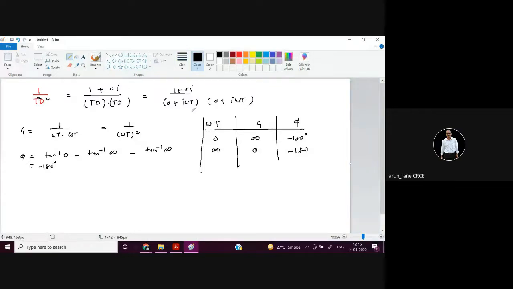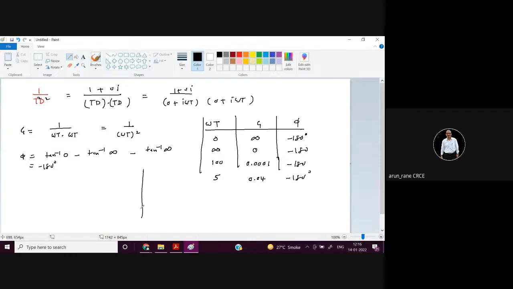Suppose I substitute omega t as 100, so g will be 1 upon 100 square, correct? That is 0.0001. And phi is going to be minus 180. If I take omega t as 5, then 1 upon 5 square, so 1 upon 25, which is 0.04. And this will be minus 180 degrees. So now you plot the graph.